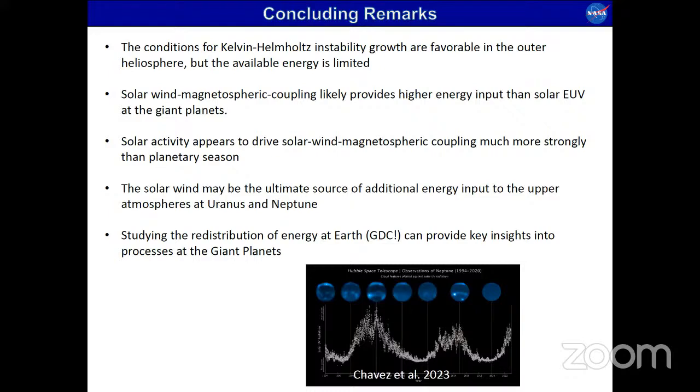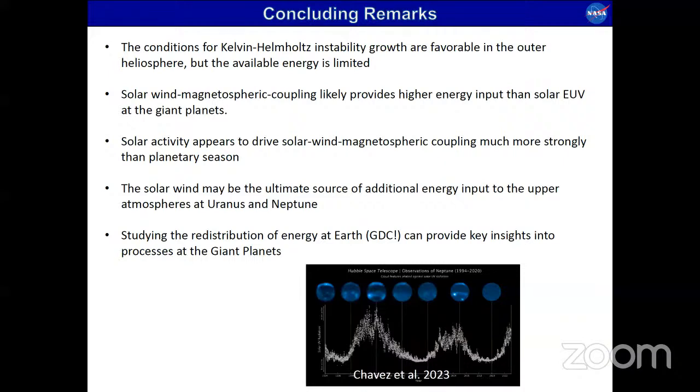And one final thing I want to mention is that the plot at the bottom shows some recent observations from Chavez et al. What they show is that the clouds on Neptune seem to have a solar cycle dependence. And if you think about it in terms of the solar EUV variation, it might be difficult to explain that. Well, that does have some solar cycle variations. Maybe it can't provide that energy.